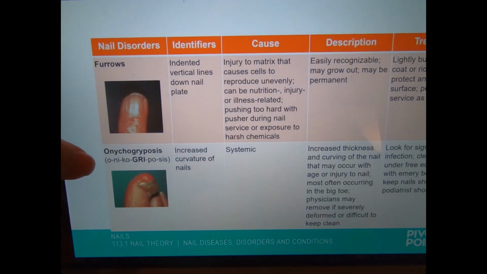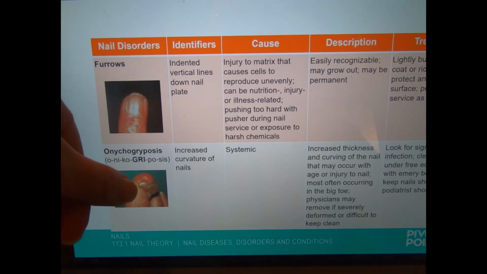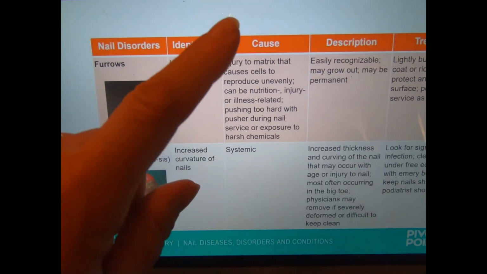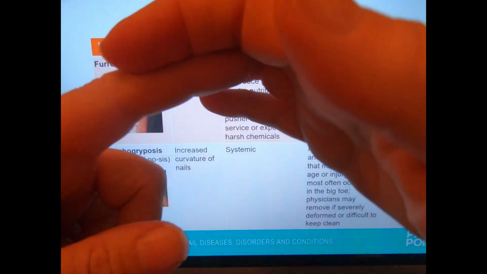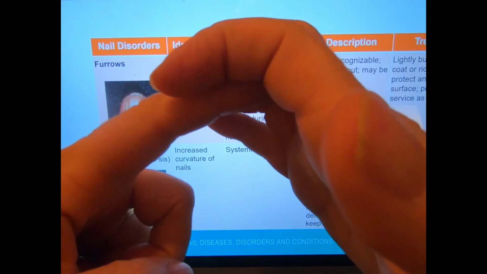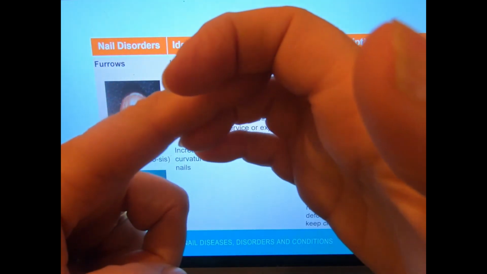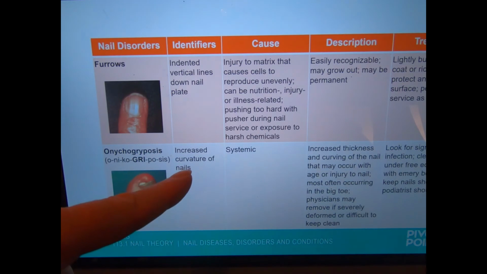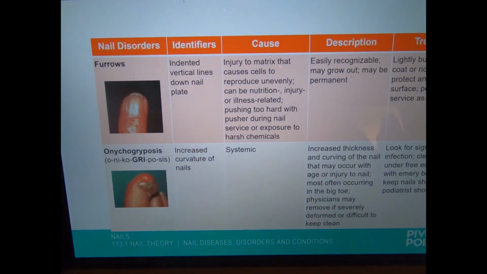Okay, onychogryposis, an increased curvature of the nails. There's a picture there, but what I like to think about it is that the nail grows wrapped around the end of my finger like this. So I think of it gripping my finger because it does, it has an increased curvature. Look for any signs of infection, clean well under the free edge, keep nails short. The shorter you keep them, the better they'll be. So think of that gripping. It's gripping the end of my finger.